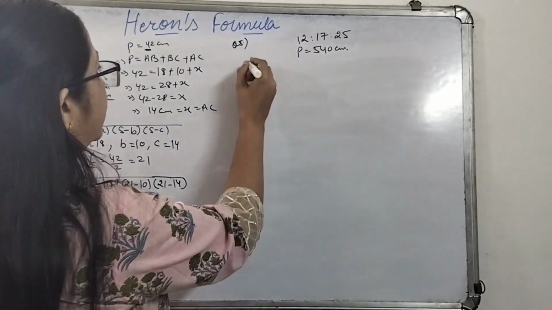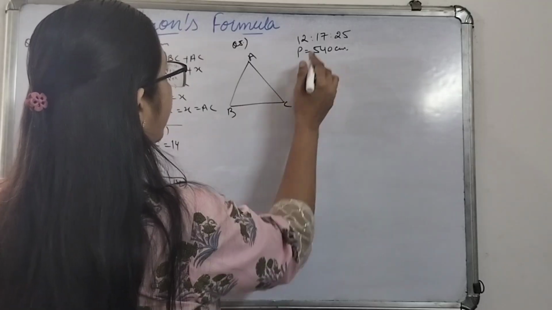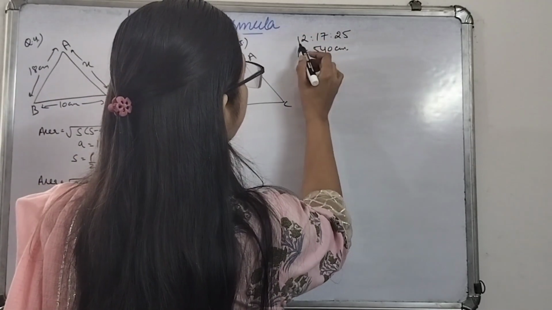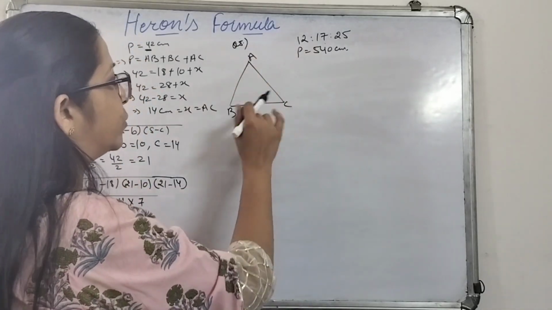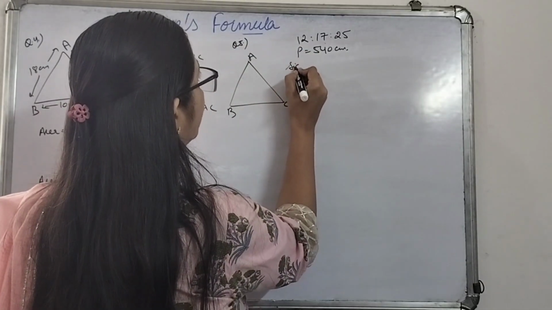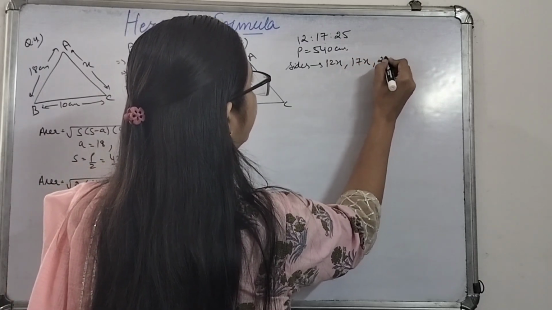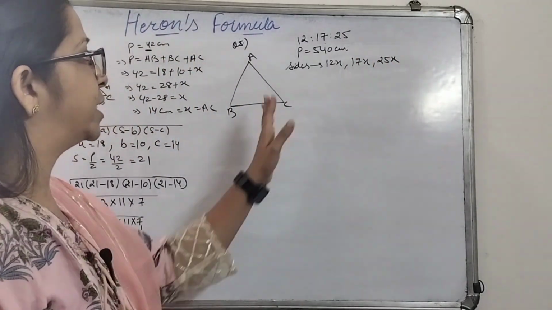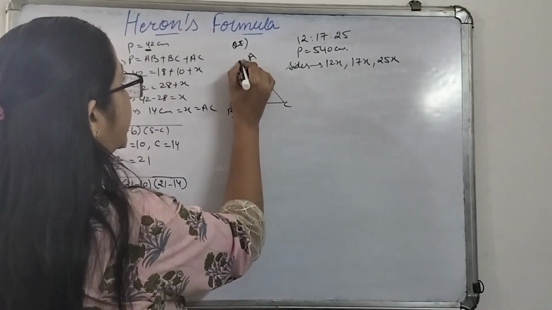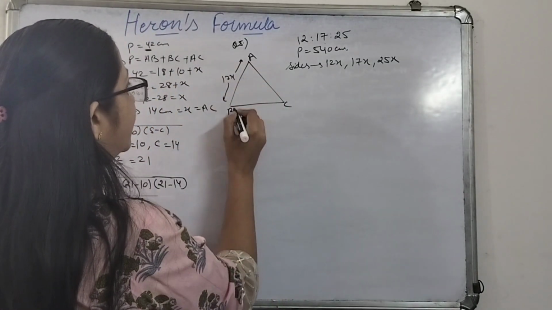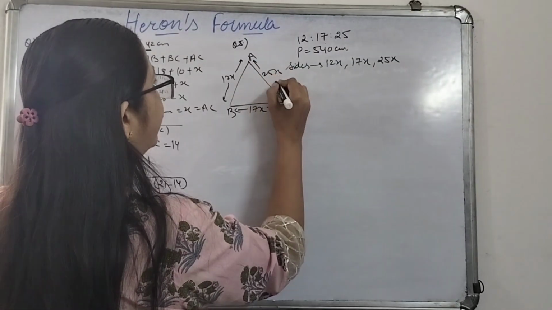Now we are assuming, suppose this is the triangle ABC, in which the sides are in the ratio of 12:17:25. This is the ratio of the sides. So we are assuming the sides to be 12x, 17x, and 25x. Suppose these are the sides of the triangle ABC. Suppose this is 12x, this is 17x, and this is 25x.